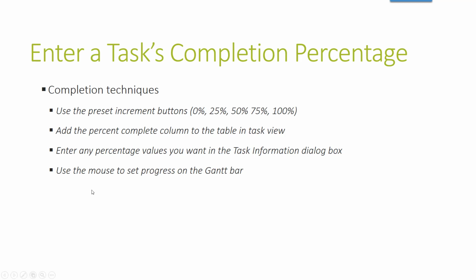You can use the mouse to set the progress over on the right side of the Gantt chart on the bar. So you would click on the bar and it would be able to set the progress there. So these are 4 ways that you can actually put these percentages in.